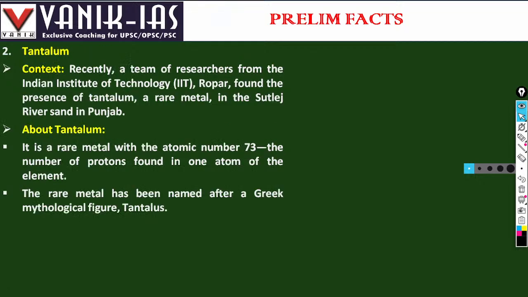Tantalum. Recently, a team of researchers from the Indian Institute of Technology, Ropar, found the presence of tantalum, a rare metal, in the Satluj River sand in Punjab. About tantalum, it is a rare metal with the atomic number 73, the number of protons found in one atom of the element. The rare metal has been named after a Greek mythological figure, Tantalus.